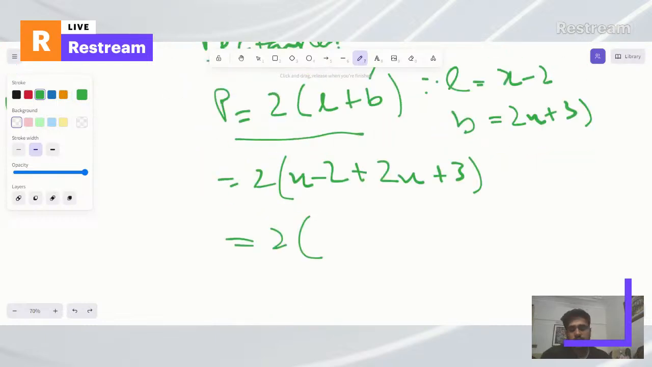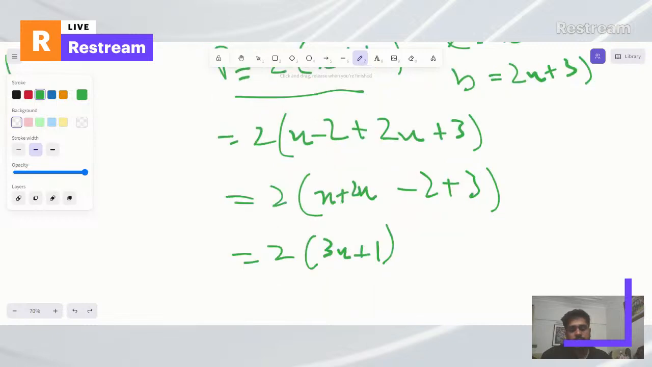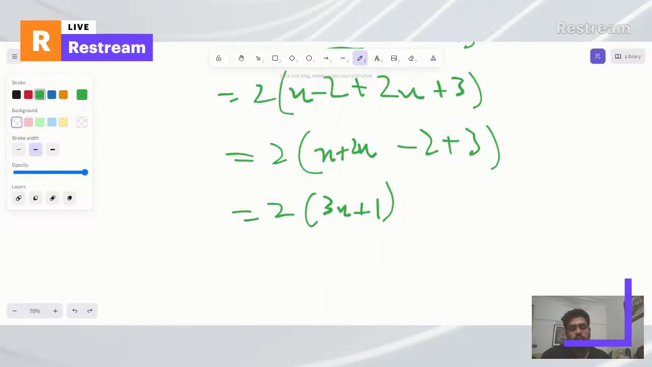Now we're going to simplify this. We're going to add the like terms together. So x plus 2x, and minus 2 plus 3. So it's going to be 2 multiplied by (x plus 2x, which is 3x, and then minus 2 plus 3, which is plus 1). Now we multiply 2 with both of these terms. If I multiply 2 with 3x, it becomes 6x, and I multiply 2 with 1 as well, so plus 2. So this is going to be our final answer.